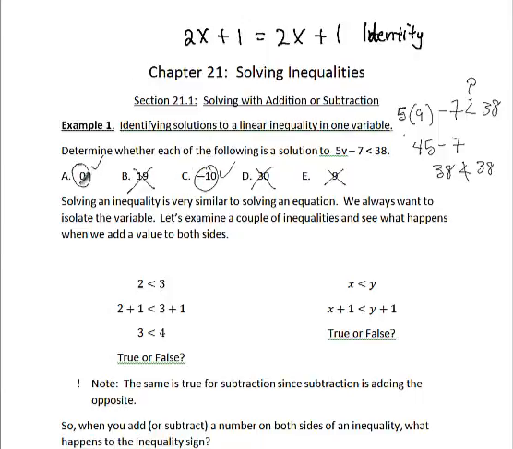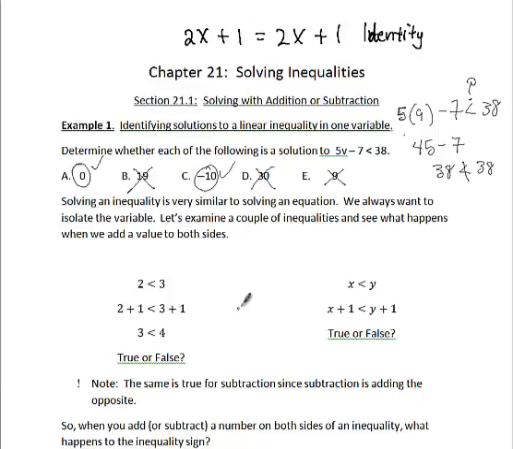Anything between 0 and negative 10 would be a solution. So there are actually infinitely many solutions, but not all real numbers are solutions to this inequality, as we had with the identity equation. So, a bit of a difference there.